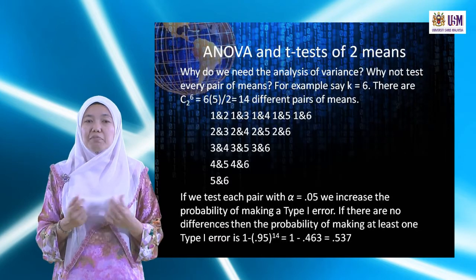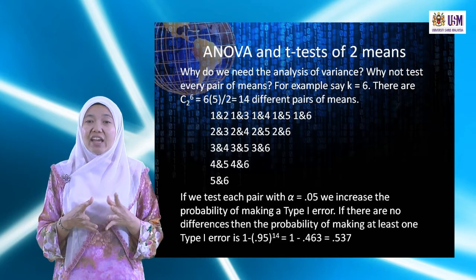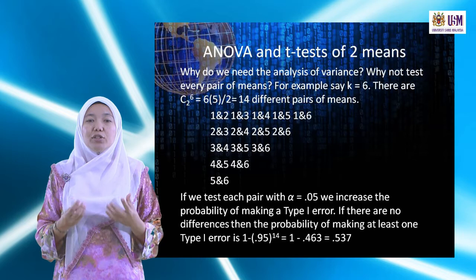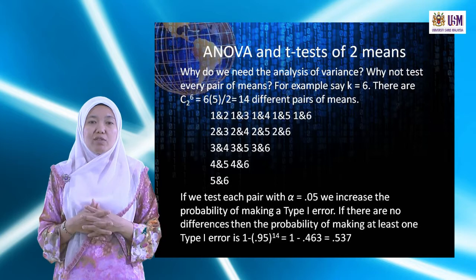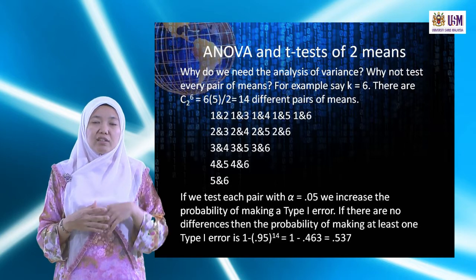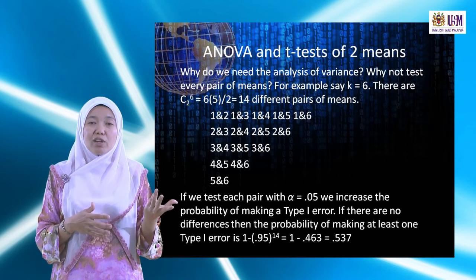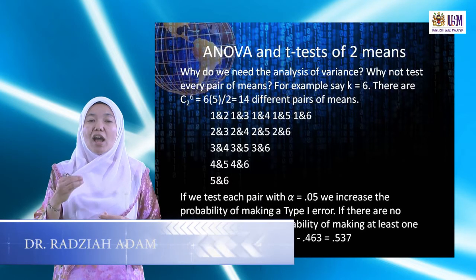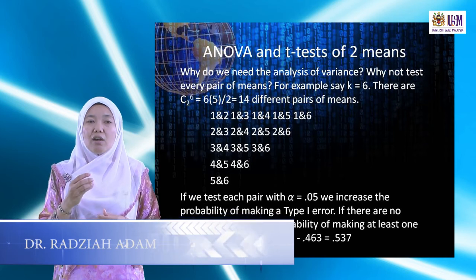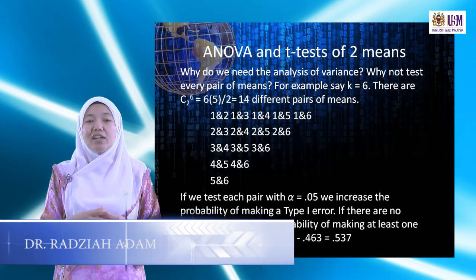Now let's do some thinking. Why do we need ANOVA, and why do we not use the t-test for two means? Why do we not test every pair of means? Let's say you have six groups. In the earlier shareholders example, we had four groups. Now, for example, you have k equals six. Then you have a combination of two each, so eventually you end up with fifteen different pairs of means, as shown on the slides.